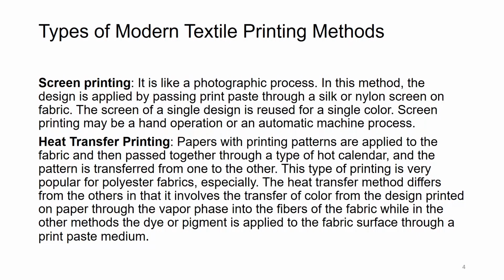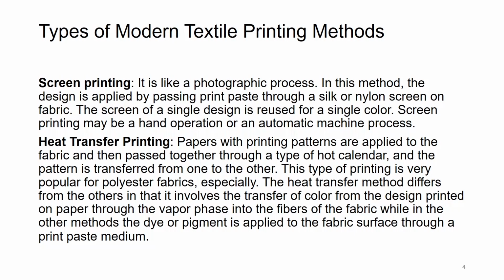Screen printing is like a photographic process. In this method, the design is applied by passing print paste through a silk or nylon screen on the fabric. The screen of a single design is used for a single color. Screen printing may be a hand operation or an automated machine process. So, screen printing earlier, when it was done as a traditional printing method, was always hand printed. But now, in the modern textile printing methods, it is automated machines which do the screen printing.